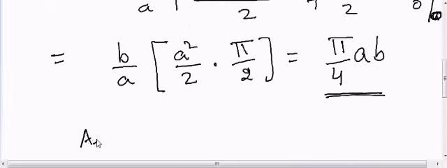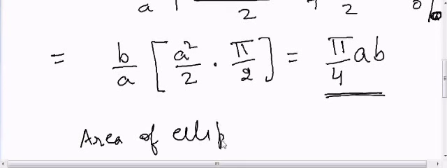So the area of the ellipse is equal to pi ab. So that is our answer.